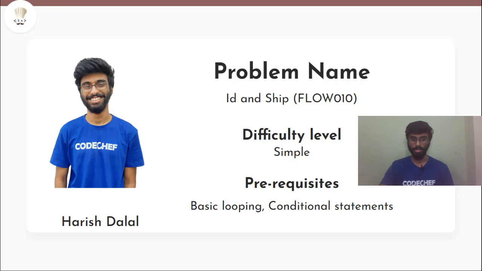The problem today we'll be solving is ID and Ship, from the practice section. It is a simple problem, the problem code for which is FLOW010. The prerequisites are basic looping and conditional statements.